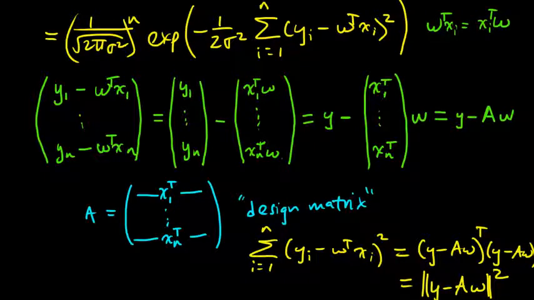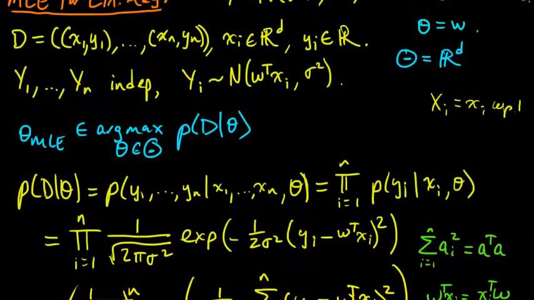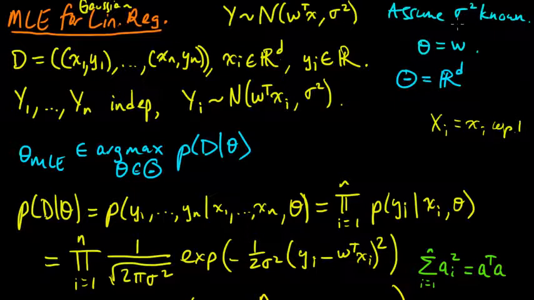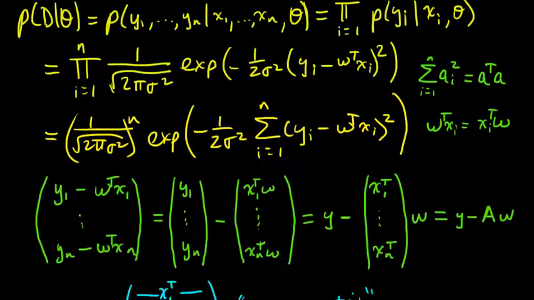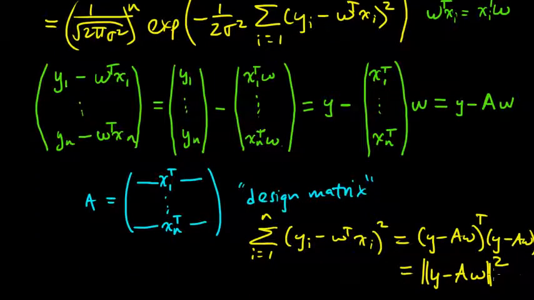Okay, we're back and we're computing the MLE for linear regression, for Gaussian linear regression with a known variance. We have our data, and we assume a probabilistic model. We want to maximize the likelihood function, so we wrote down an expression for the likelihood function and simplified it. We simplified this sum by observing that it was equal to just the norm of this thing squared, or the dot product of the vector y minus AW with itself, where A was this design matrix.